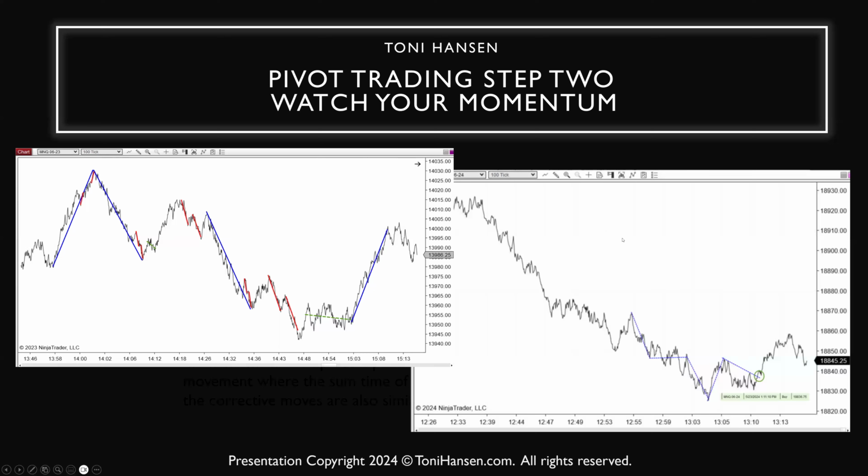So here again, this goes back to the one from earlier. It's not a core phoenix, but it has a lot of the core traits. It has the two measured impulse moves on the downside. It has the channel break here. And then it has the break of that secondary channel. So the thing that you don't have here is you don't have a two-wave correction on this one.